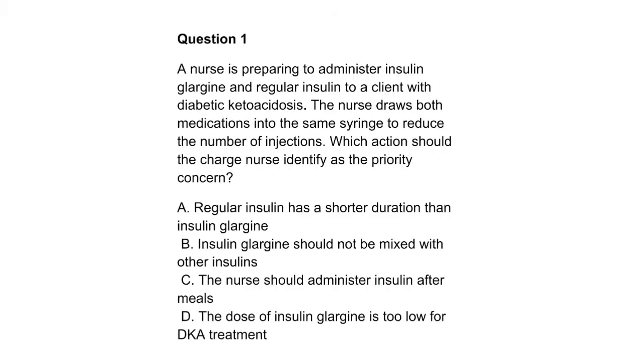Question 1. A nurse is preparing to administer insulin glargine and regular insulin to a client with diabetic ketoacidosis. The nurse draws both medications into the same syringe to reduce the number of injections. Which action should the charge nurse identify as the priority concern?